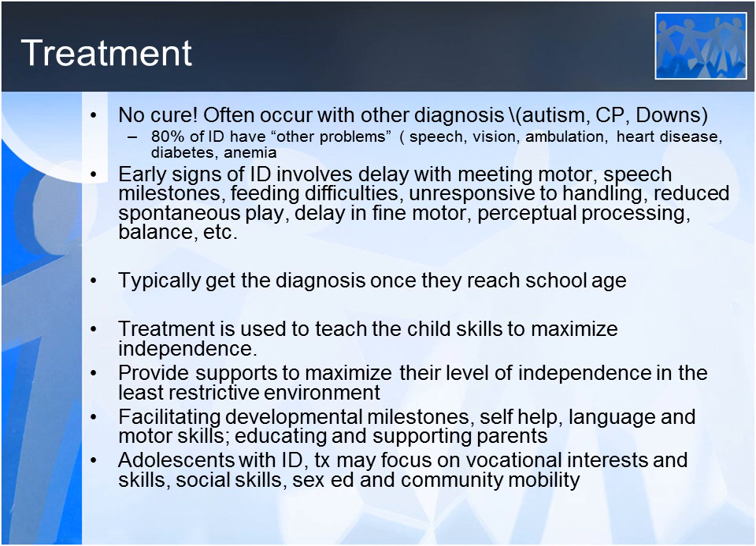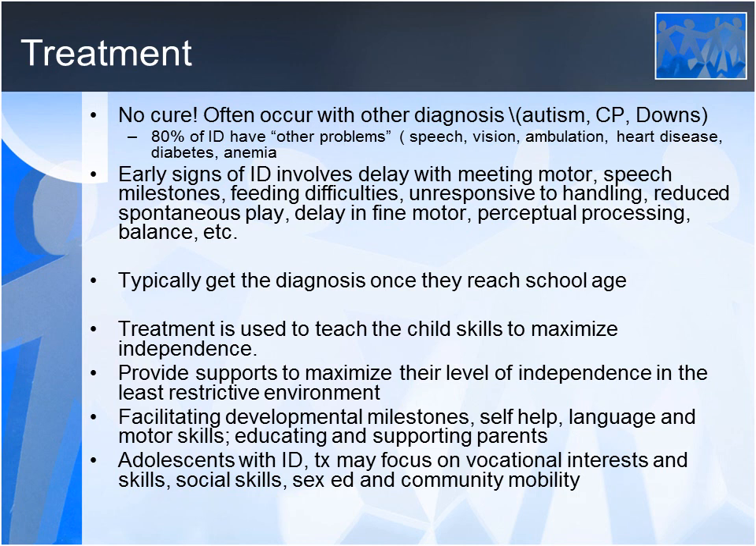How do we treat people with intellectual impairment or intellectual disability? Unfortunately, there's no cure, right? And 80% of those who have intellectual disability have other problems. So they often exist with other diagnoses like autism, cerebral palsy, Down syndrome. And they have other motor and sensory issues like speech delay, vision issues, difficulty ambulating, heart disease, diabetes, anemia. Okay, those are some of the more common ones.